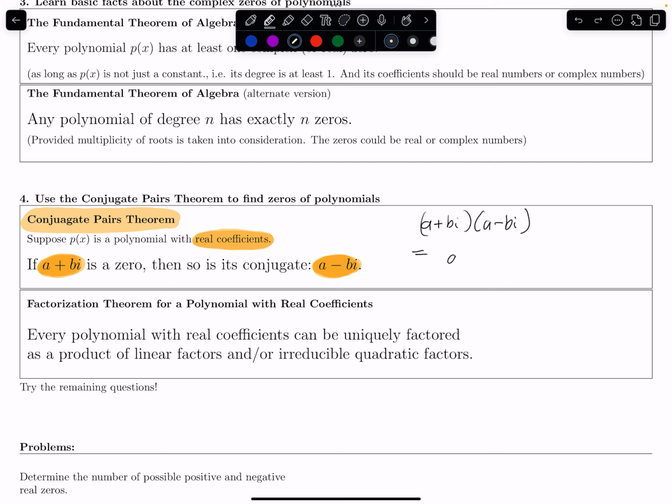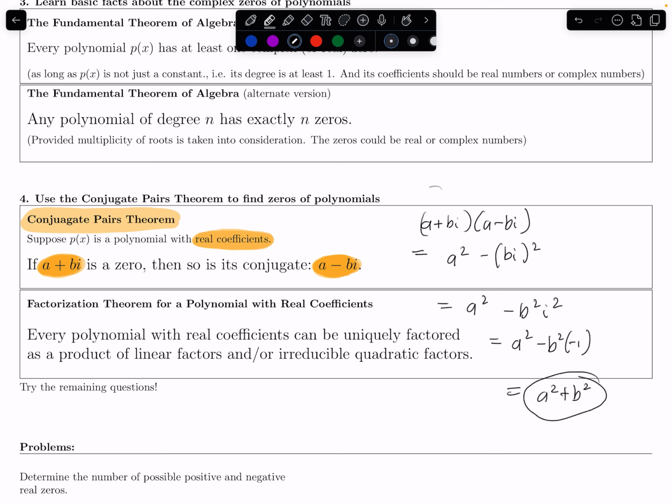So that would be a squared minus bi squared, right? Well, what is that? A squared minus b squared i squared, if I were to just multiply that thing out. And then what is i squared though? i squared is by definition -1, because the square root of -1 is i. So that's a squared minus b squared times -1, or in other words, a squared plus b squared. So check that out, guys. A plus bi times a minus bi. If you multiply a number by its conjugate, you get a squared plus b squared.